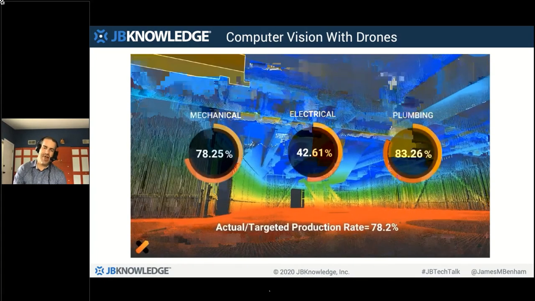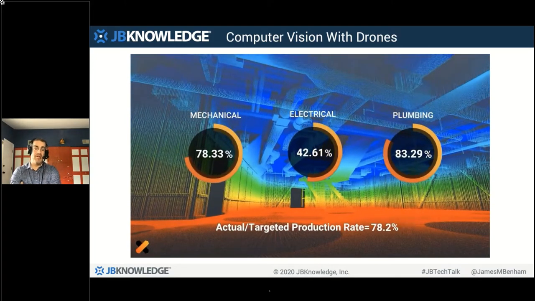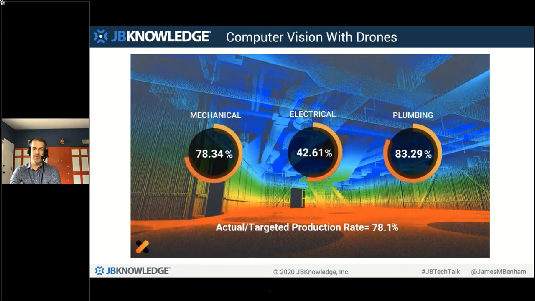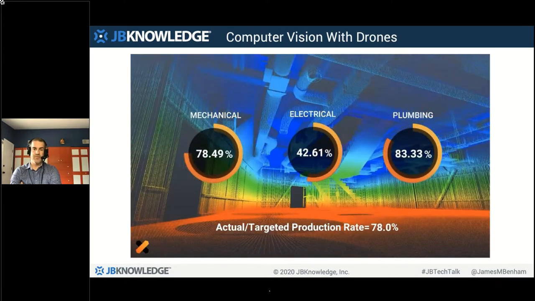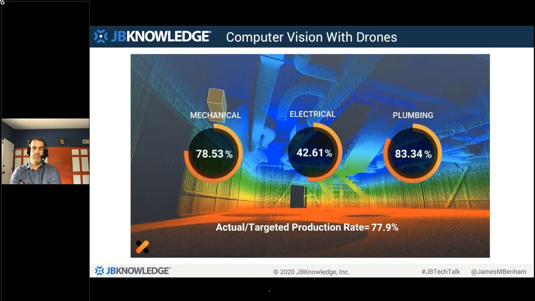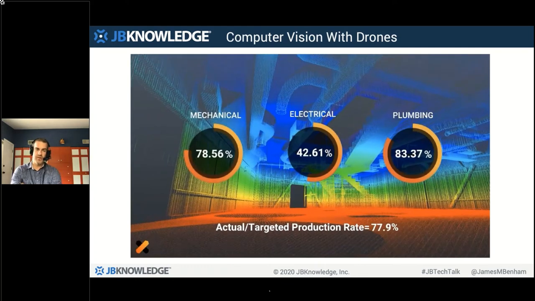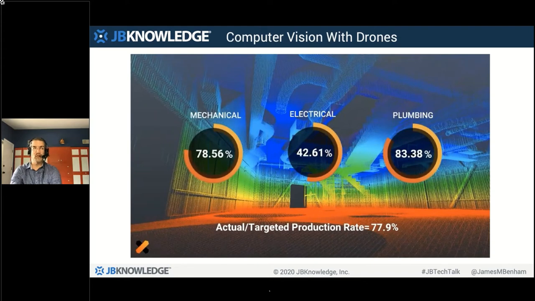So this is a tracked drone that'll follow the same path every day and measure production rates. So you can see the production rate, and it's measuring the actual versus targeted, so you can see if you're on target or not for production rates. And now they've really focused this on mechanical electrical plumbing, and they've paired the tracked drone with a laser scanner. They're also using it for QAQC, so you can see if things are being installed out of tolerance, all with a drone instead of a human.